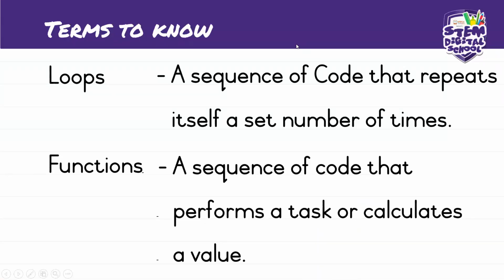Let us see. Here are some terms that we need to know. These words are things that we will see often and that we have to take note of. From now on, I'm going to touch on some of these words that we see often and the ideas behind them. The first one is loops. A loop is a sequence of code that repeats itself a set number of times, and we can set how many times that sequence of code will repeat itself.